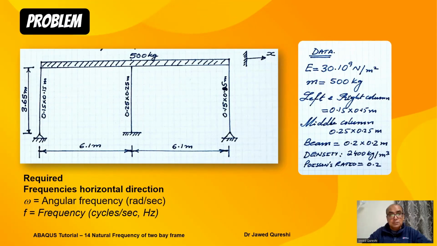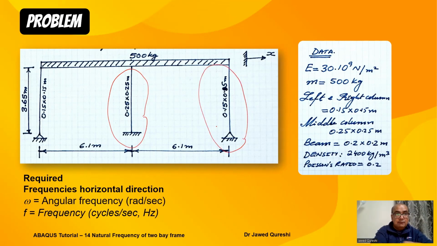The problem that I'm going to solve today is a two-bay concrete frame. The middle column has a rigid base and outside columns have a pinned base. E is given, M is given, and the section sizes are given. And we have to find out the frequencies in horizontal direction. It means we have to find out frequencies only in x direction.